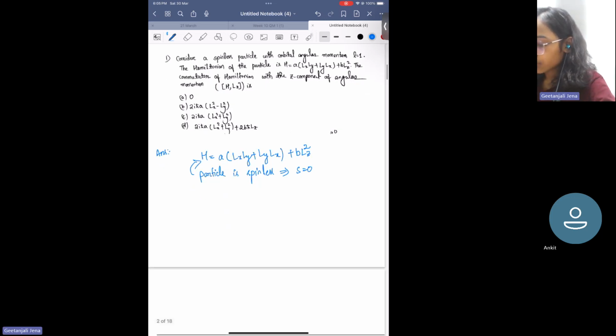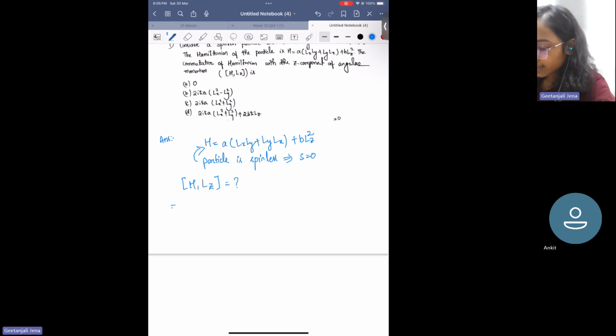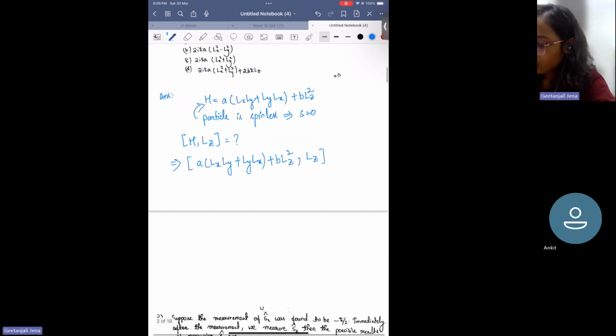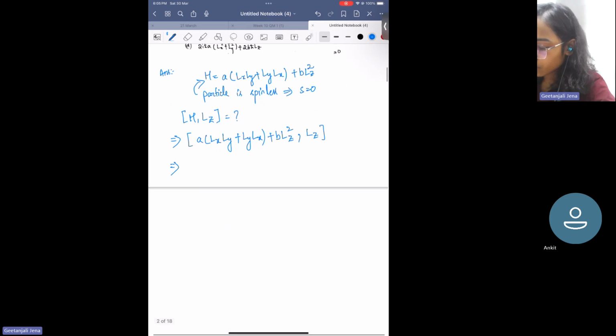It is asking what will be the commutation relation of the Hamiltonian with the Z component of orbital angular momentum. This question is simple. You can easily solve it using the properties of the commutation relation and some of the commutation relations of orbital angular momentum. So the Hamiltonian is this, and there is the Lz operator. Now what you can do is just use the properties of commutation relation.